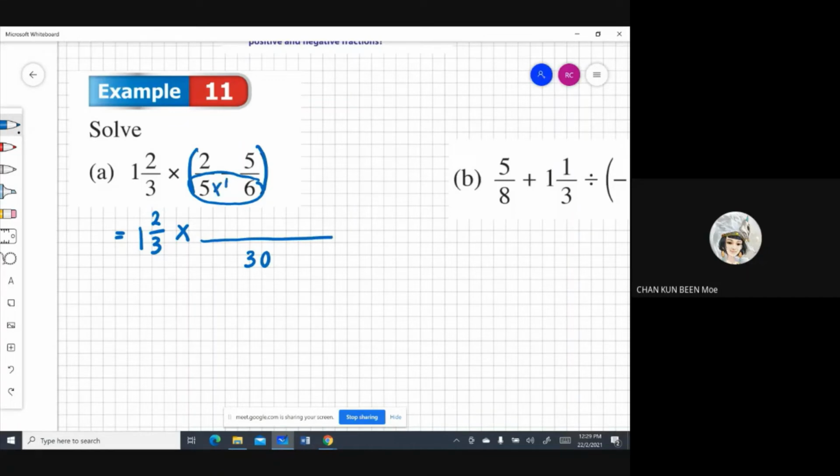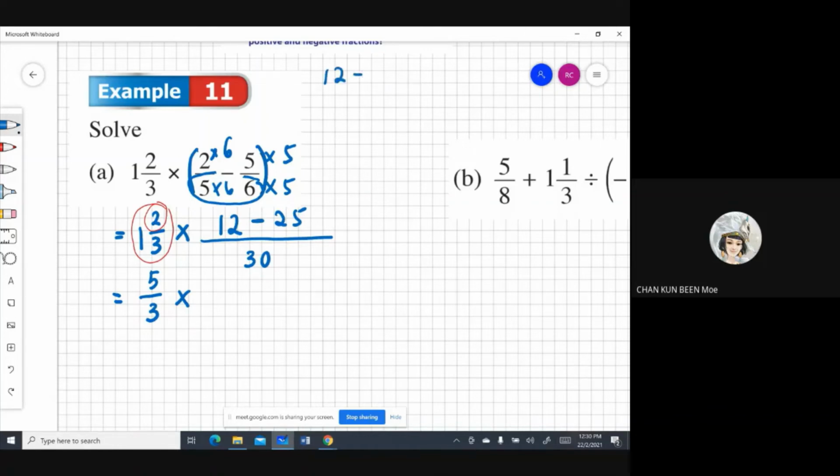So when you multiply by 6 here, you also multiply by 6. 2 times 6, 12. Okay, for this one, 6 times 5, 30. 5 times 5, 25. Then the operation that we have is minus. Okay, after that, remember the mixed number also we need to change to improper fraction. So 1 times 3, 3, plus 2, 5. So this one represent 5 over 3. Multiply by 12 minus 25.